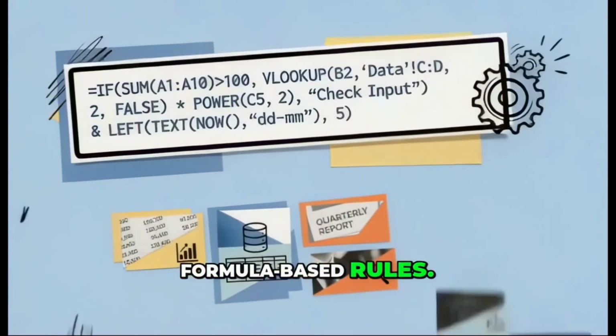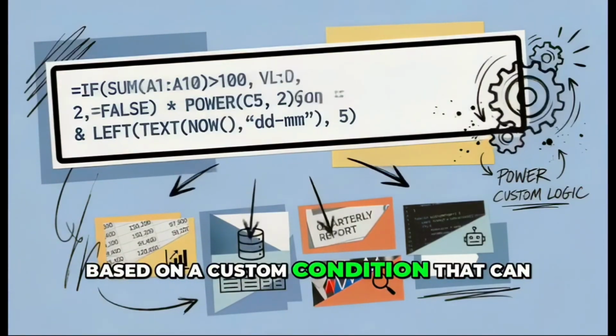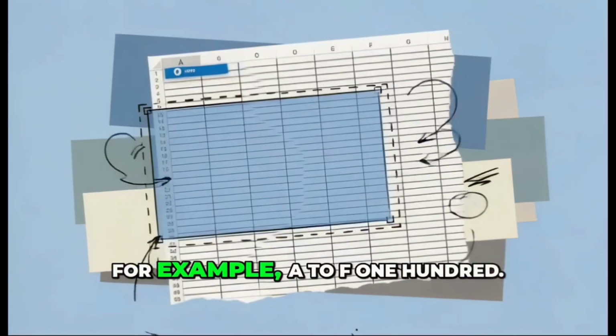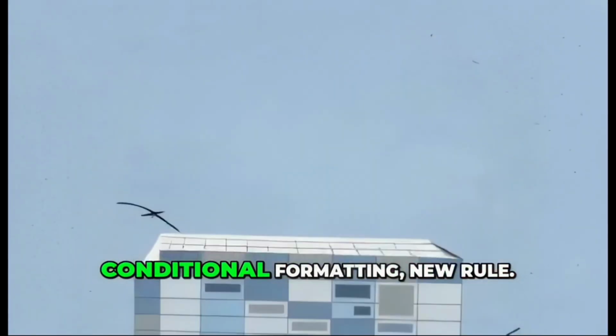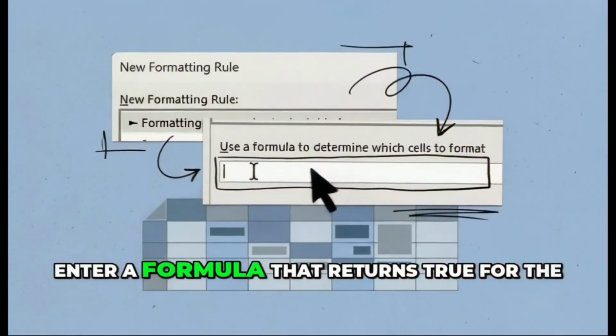Formula-based rules. The most powerful option: apply formatting based on a custom condition that can reference other cells. Select the rows you want to format, for example A2:F100. Conditional Formatting, New Rule. Use a formula. Enter a formula that returns true for the rows to format.